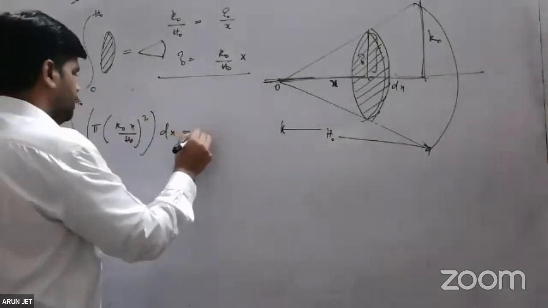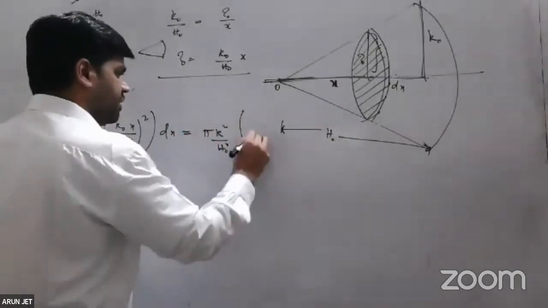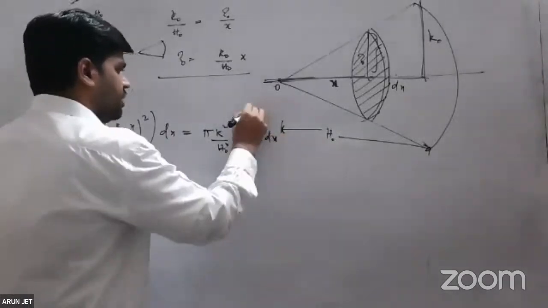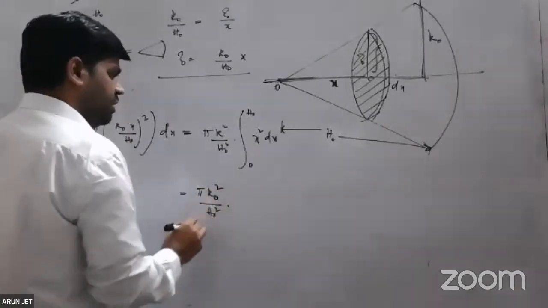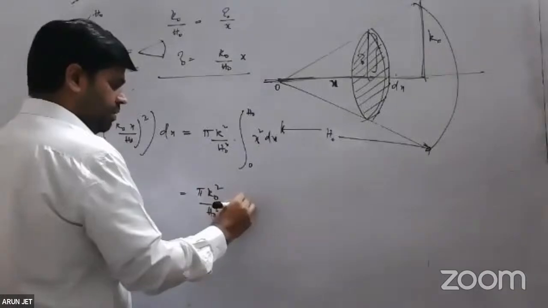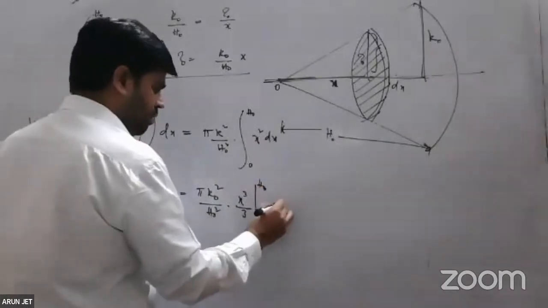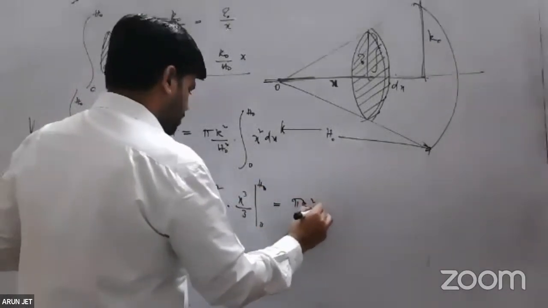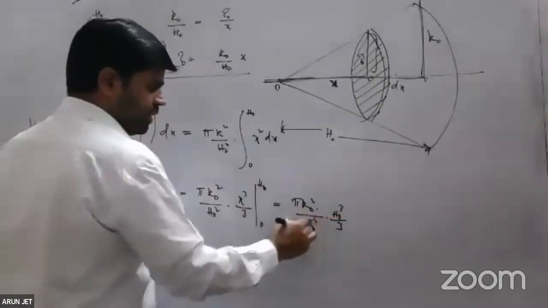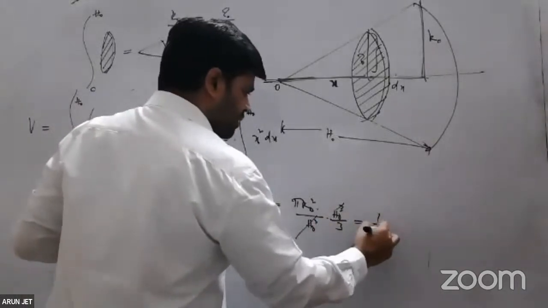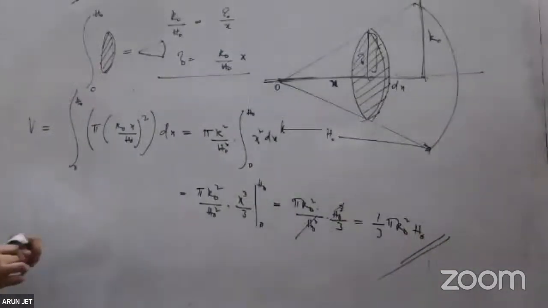So let's do further. Pi r square by h square comes out, integral x square dx from 0 to h naught, which is pi r square by h square into x cube by 3 under limit 0 to h naught, which is nothing but pi r square by h square into h cube by 3. So h square and h square get cancelled out. I'll get 1 by 3 pi r square h, which is nothing but the volume of this cone.